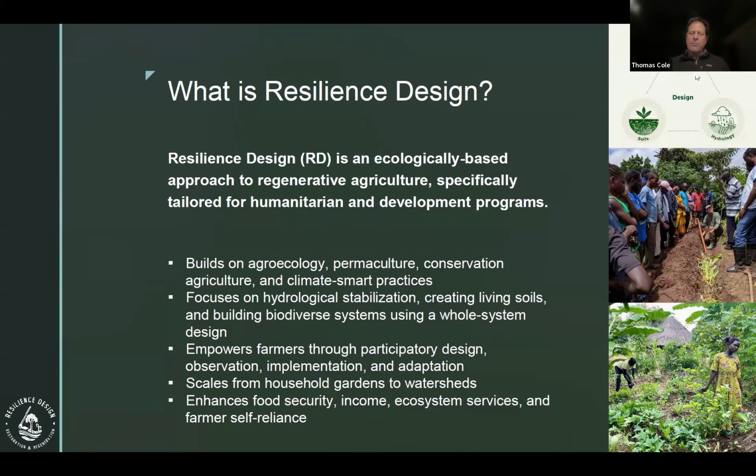And since it's a principle-based approach, it can be worked at the household level in very small gardens, all the way through large field crop gardens to community stabilization, watershed approaches, all the way up to broader watersheds. And the goals are food security, income, building out ecosystem services, and building self-reliance in farmers. As I said, you can learn a lot more at the website globalresiliencedesign.com, but we're going to get into the nuts and bolts right now of the soils piece.